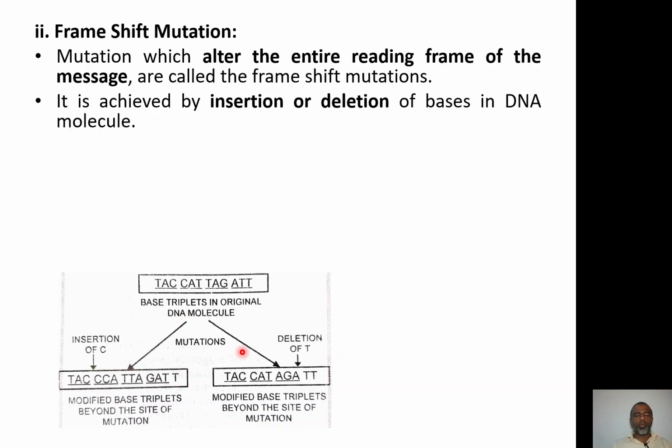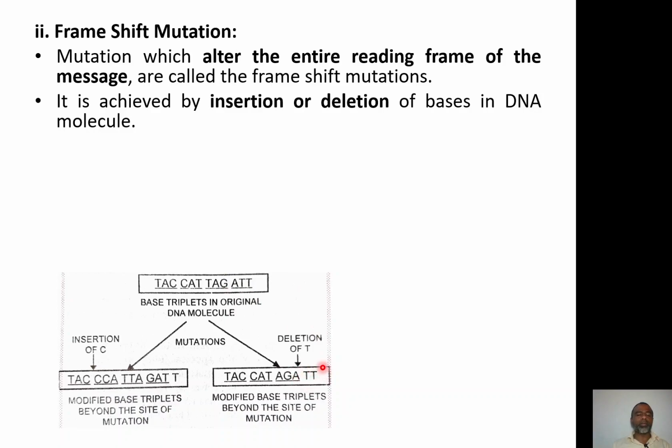Similarly, you just delete T from here. What will happen over there? Okay, TAC is there, CAT is there, and here you have deleted T. So, it means instead of TAG, T is deleted over there. Now, the triplet code will be AGA. So, AGA is there, and this double T will combine with the next base and will form the triplet code.